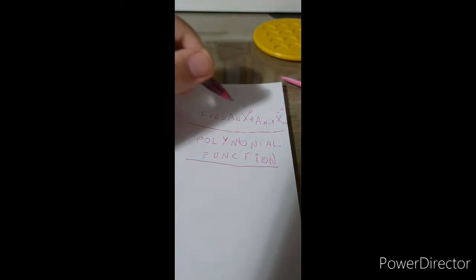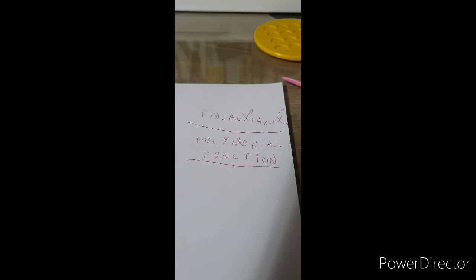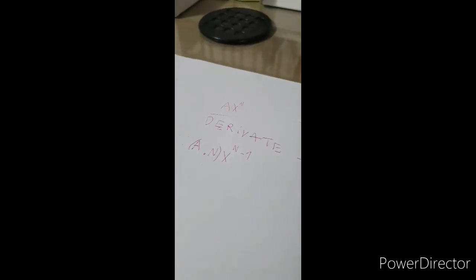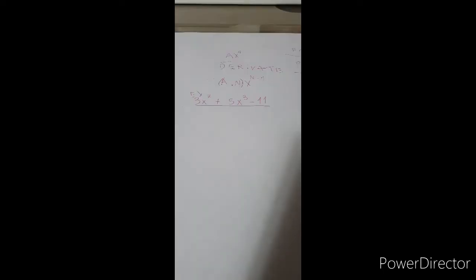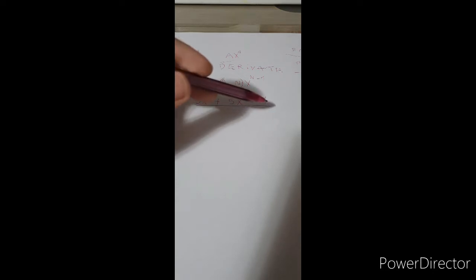Good. Now that we have this concept and the concept for the derivative, we're going to use such concepts to try and solve an example, and I hope that by that you will be able to understand how to do a derivative for a polynomial function. Let's go. The example that we're going to use is this polynomial function, 3x^7 plus 5x^3 minus 11.